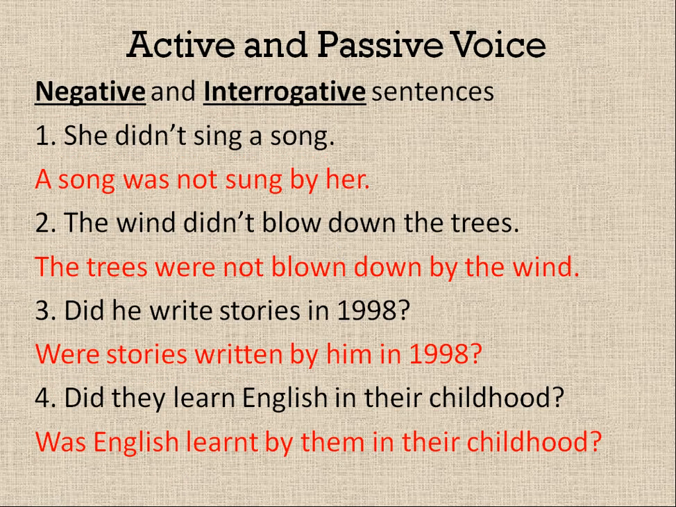Negative and interrogative sentences. Look at sentence number 1 here. She didn't sing a song. A song was not sung by her. It's not very different. You just add not after the helping verb here, was or were. According to the subject, you add not there and complete the sentence as you did it in affirmative sentences. The wind didn't blow down the trees. The trees were not blown down by the wind.